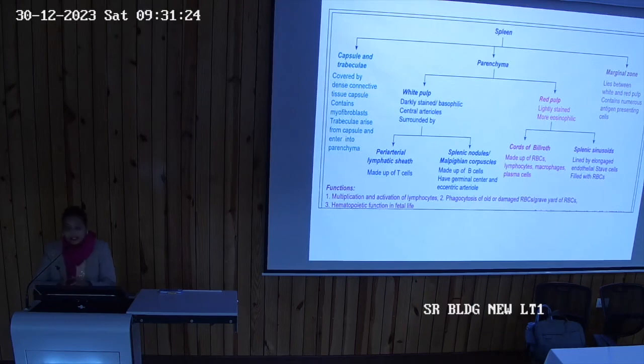Then red pulp is lightly stained, it is more eosinophilic. Then it has again two features, cords of Billroth and splenic sinusoids. Now जैसे आपने medullary cords पढ़ा, उसमें क्या थे, B cells, macrophages, plasma cells. Here cords of Billroth are made up of RBCs, then again macrophages and lymphocytes. जहाँ पे cords हैं, they basically have these cells only, and additional क्या है, RBCs. Splenic sinusoids are blood-filled spaces which have endothelial cells known as stave cells, and they are filled with the RBCs. Marginal zone is basically differentiating white pulp from the red pulp.